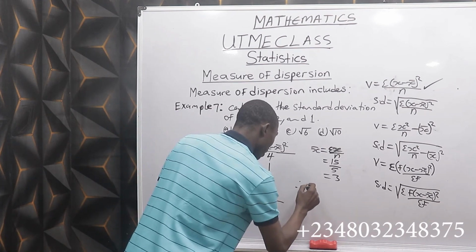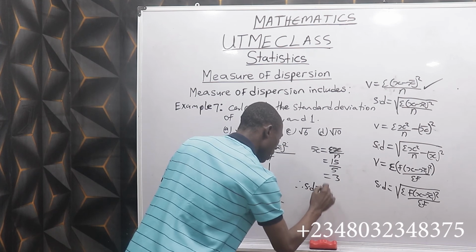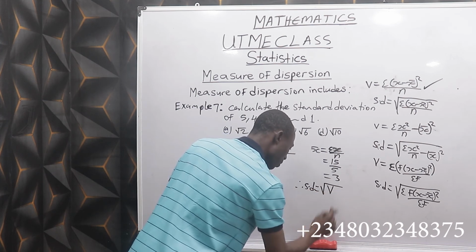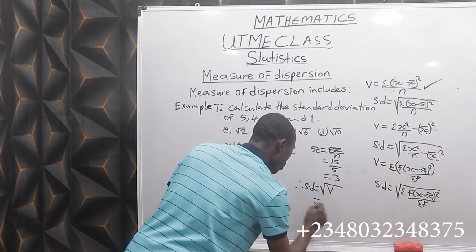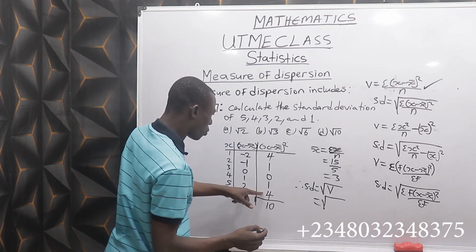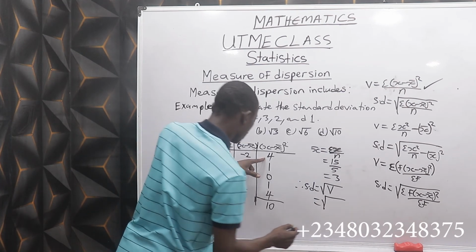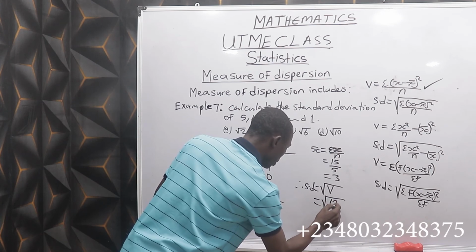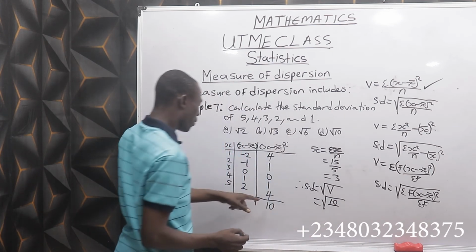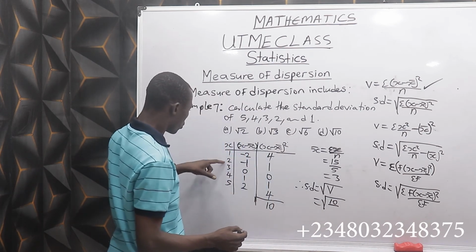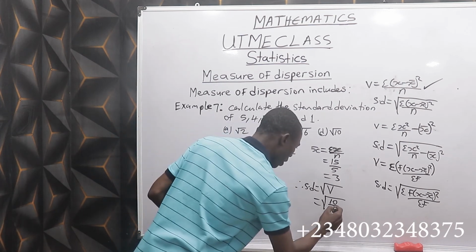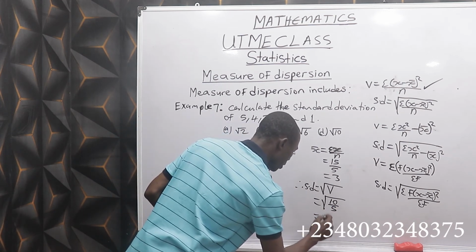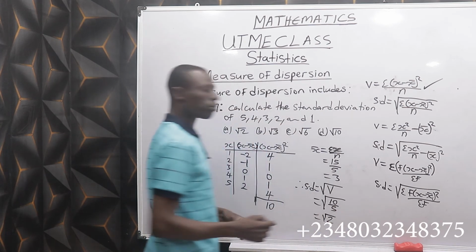Therefore, standard deviation is square root of variance. Don't forget. Meanwhile, our variance column is here, which is 10, divided by 1, 2, 3, 4, 5. Divided by 5. Answer is square root of 2.